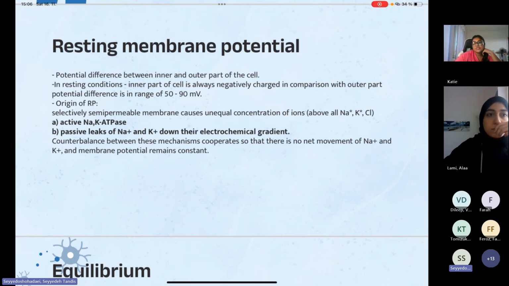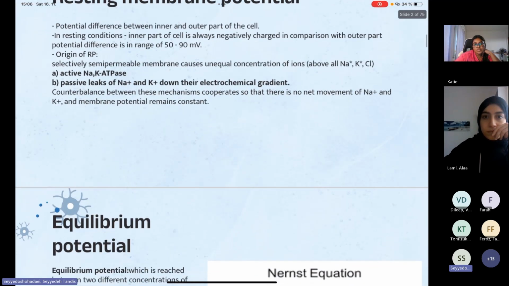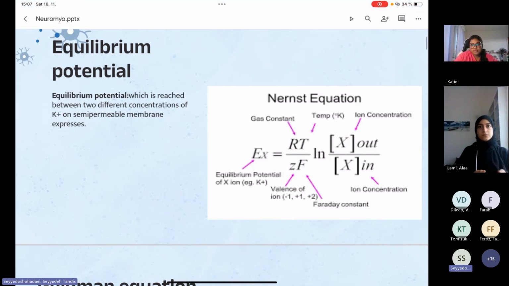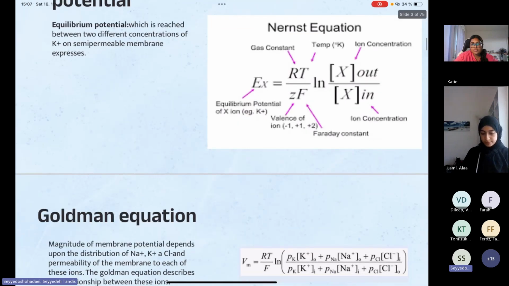is maintained by two main channels. One is the sodium potassium ATPase, and one is the leaky channels, which are the sodium leaky channels and the potassium leaky channels. And there's a way to calculate this resting membrane potential, and it's the equilibrium potential, which we use this formula over here. It's better to know this because they might ask. It's really basic. Just memorize the formula. You don't need to use it. Just know what is what.